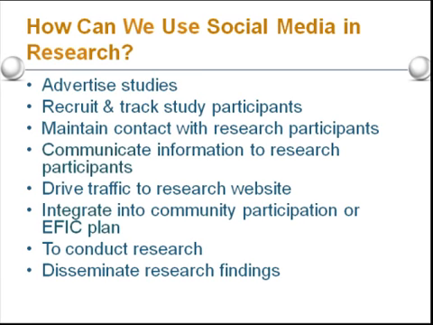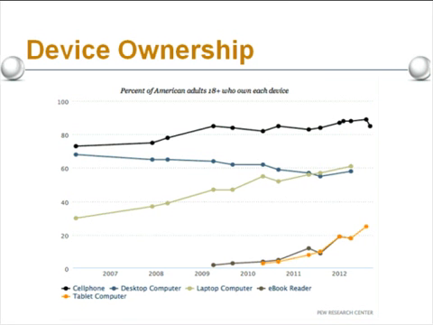When we're thinking about device ownership, we've seen this over the years, how this is really steadily increasing. And so the latest data from the Pew Research Center says that 85% of Americans own a cell phone and 45% have a smartphone.